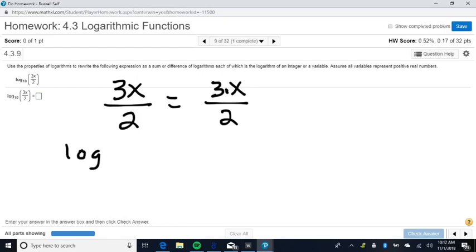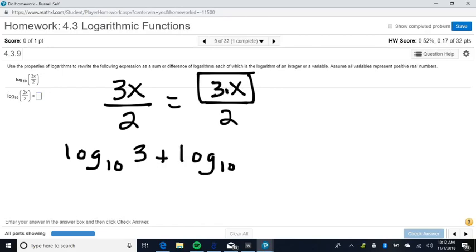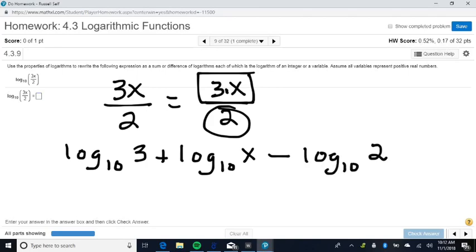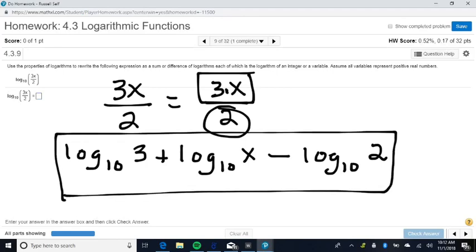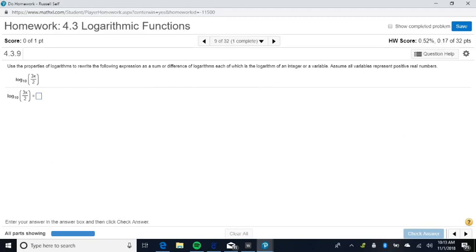So that's going to be log base 10 of 3. Right? We're taking care of this product in the top first, so that means that we're going to get addition. And log base 10 of x. And then we're going to take care of this quotient, so that means minus log base 10 of 2. And so that long part is your answer. And yeah, you have to type in the whole thing. Sorry about that. Of course, I won't be typing it in, y'all will. Sorry. Okay.